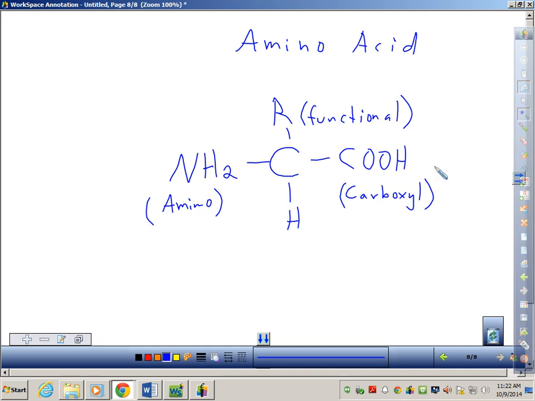So that R group, the functional group, will change. If I change the R group, it changes the amino acid that I am. So if I told you that there's 20 different functional groups, you would know that there's 20 different amino acids, right? That's what there is. So there's 20 different amino acids. And they make up all of our proteins. They make up any protein on the planet. That means plants are made of the same amino acids that we are. We just put ours together in a different order.